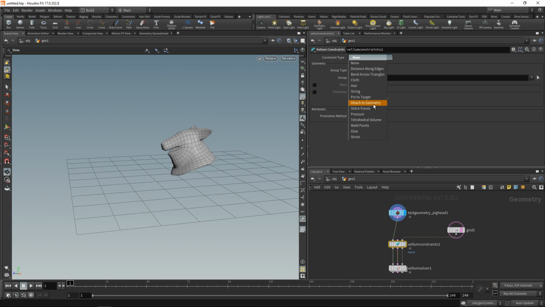Also, there are additional helper constraints, for example, pin to target, attach to geometry, to attach a given piece of your simulation geometry to another geometry or to a target, and also stitch points, for example, if you want to stitch together the front and the back side of some cloth to generate some garment.